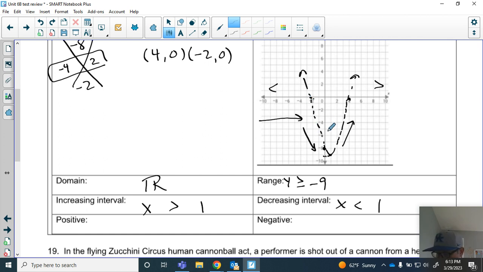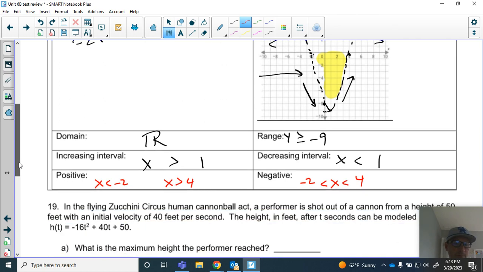Positive, the hump. Oh, where's my hump? It's been a while since I had the hump. Okay, the hump is negative here. See how the hump is negative? So the negative is going to get the in-between treatment. And you're going to use your x-intercepts, negative 2, positive 4. And then here we're just going to separate them. X is less than negative 2. X is greater than 4. All right, brought back the hump.